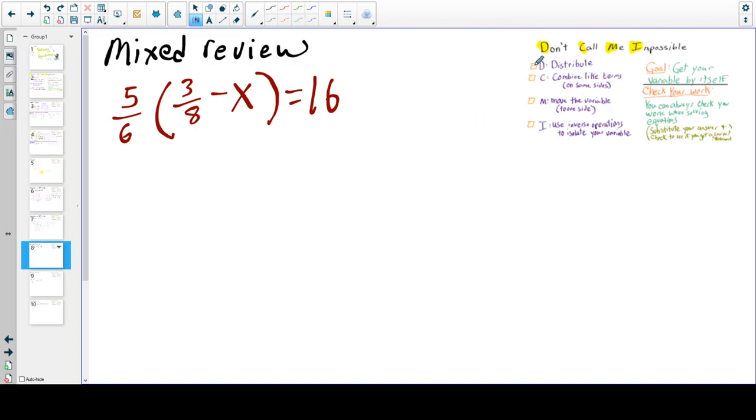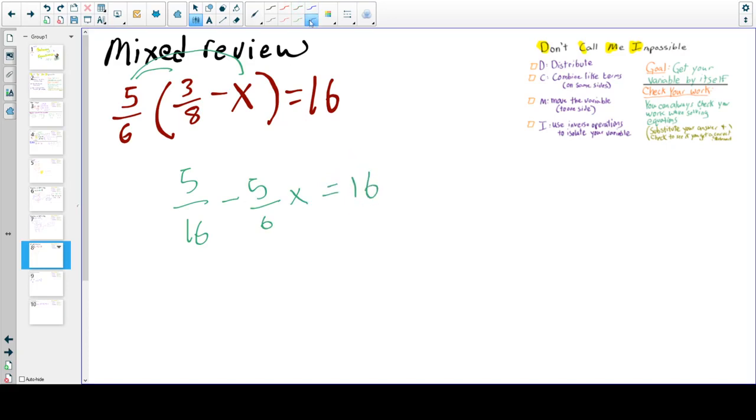Let's use DCMI. Can I distribute? Well, yeah, this 5/6 is being multiplied to this thing in parentheses. So, 5/6 times 3/8. You might say, oh my gosh, I don't know what to do. Use your calculator. I'm going to use it right now to double check my work. So, 5/6 times 3/8. That's 5/16. 5/6 times negative x, that's negative 5/6 x.